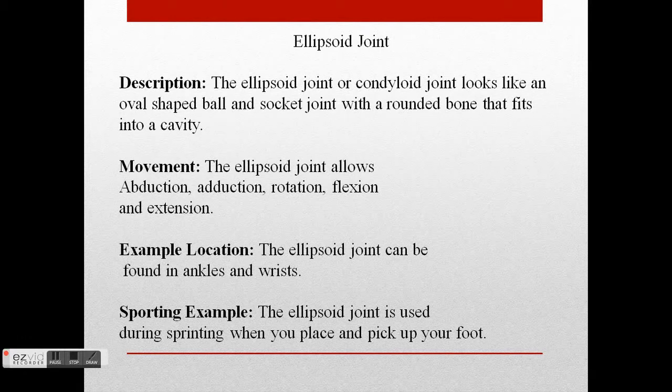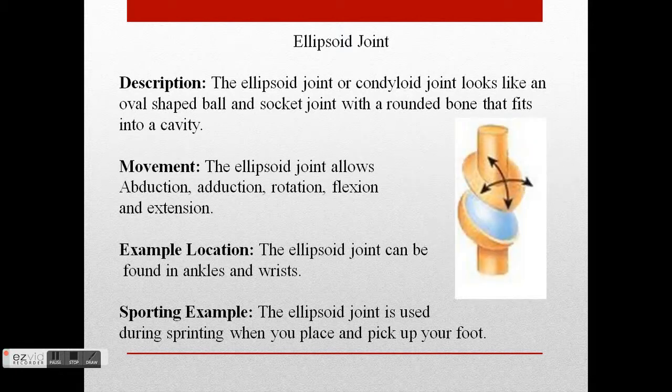The ellipsoid joint, or condyloid joint, looks like an oval-shaped ball and socket joint with a rounded bone that fits into a cavity. The ellipsoid joint allows abduction, adduction, rotation, flexion, and extension. The ellipsoid joint can be found in the ankles and wrists. The ellipsoid joint is used during sprinting when you place and pick up your foot.